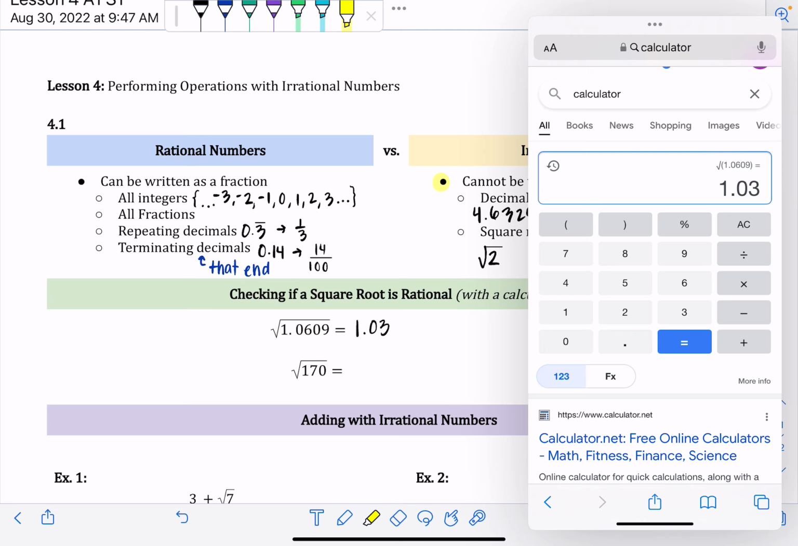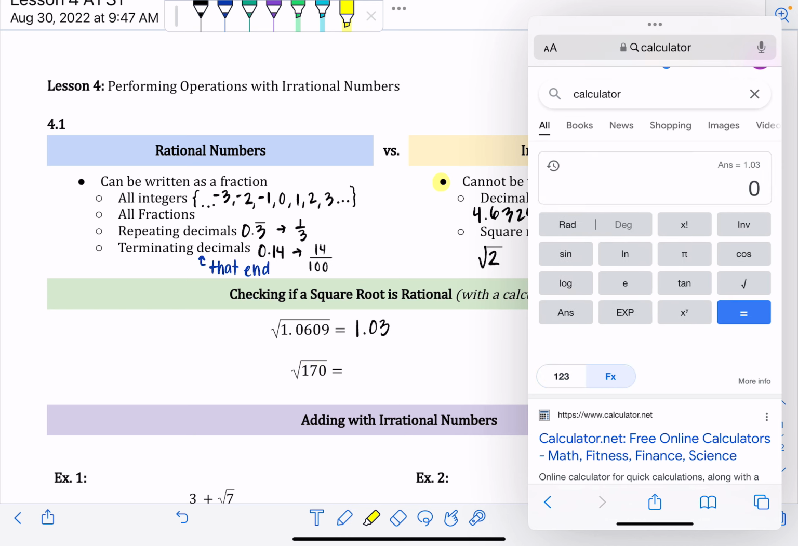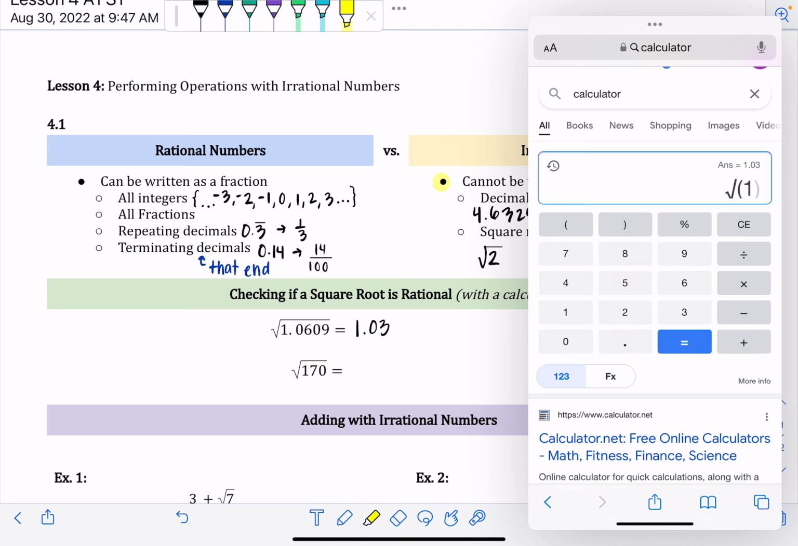And then if I try the second one, the square root of 170, so I set up my radical and then 170, that gives me a decimal that goes on forever. So that whole number, including the radical, is irrational.